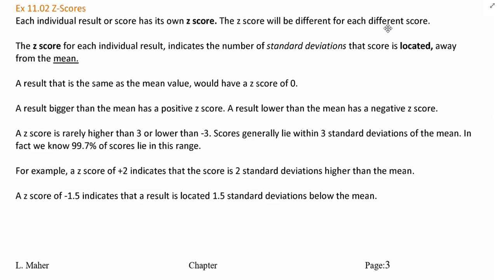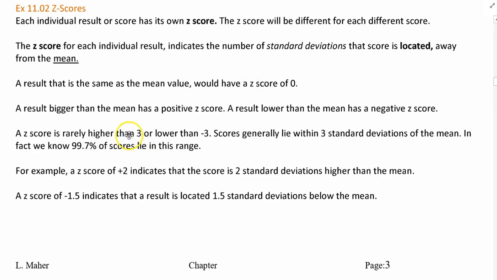A Z-score is the relative position of a score from the mean. So it tells us where the score is located compared to the mean. It indicates the number of standard deviations that a particular score is located away from the mean. The result that is the same as the mean would have a Z-score of 0. It's 0 distance away. Any result or score bigger than the mean has a positive Z-score. A result that is lower than the mean has a negative Z-score.